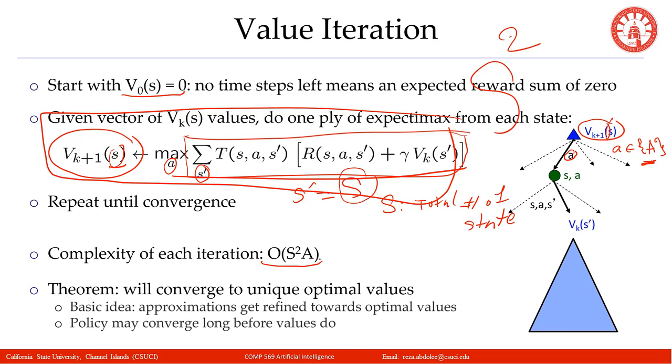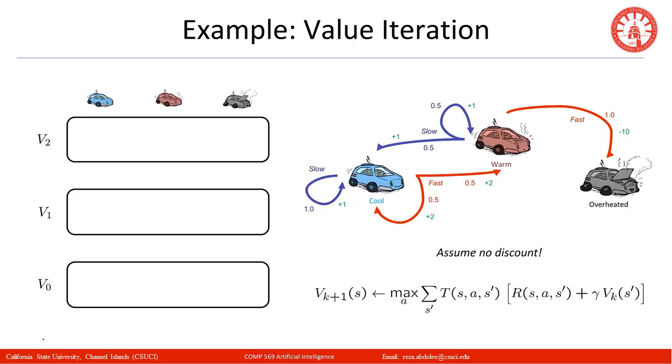So there's a theorem that says the algorithm converges, and that theorem uses the property of this decaying factor in the formula. One of the important points is that the policy may converge long before the values do. So let me explain this using an example.